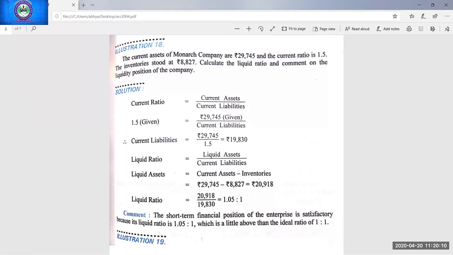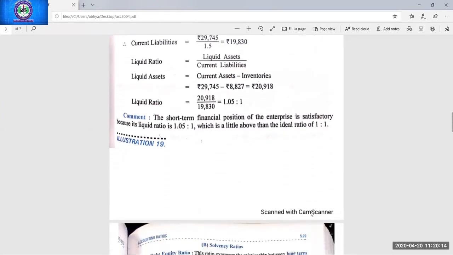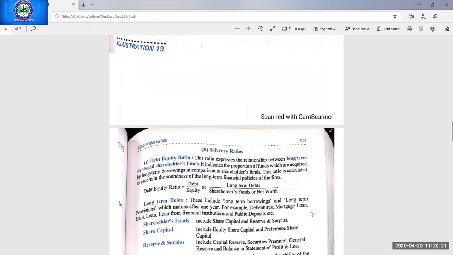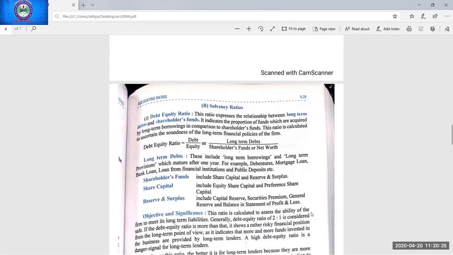Okay, students. So now I'm giving you one more question. Solve it fast. So okay, I think we have done enough practice of current ratio and liquid ratio. In the previous class also we have done many liquid ratios.